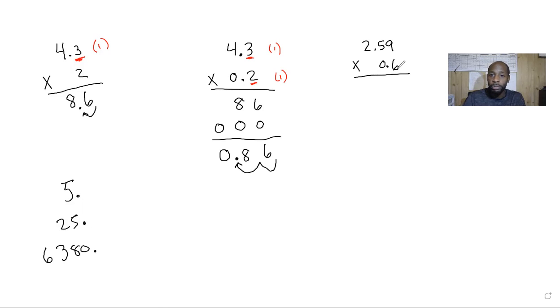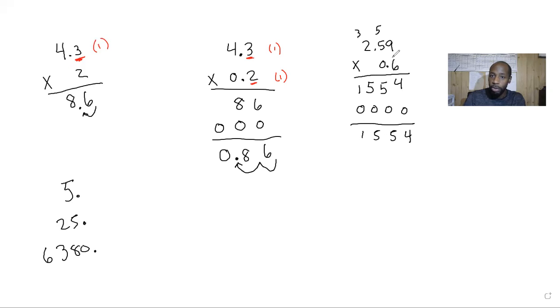So let's do this problem. 6 times 9 is 54, carry the 5. 6 times 5 is 30, plus 5 is 35. 6 times 2 is 12, plus 3 is 15. All right, put a 0 there. 0 times 9 is 0, 0 times 5 is 0, 0 times 2 is 0. Add these up, we got 4, 5, 5, 1.